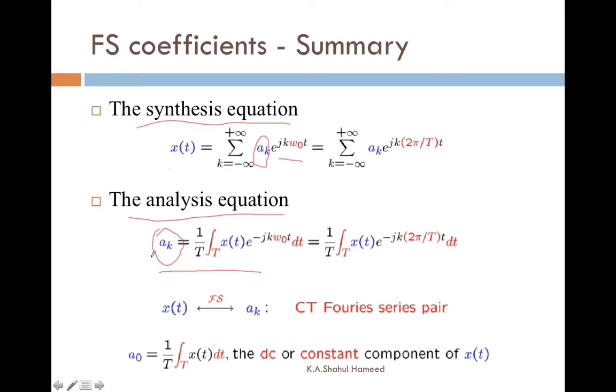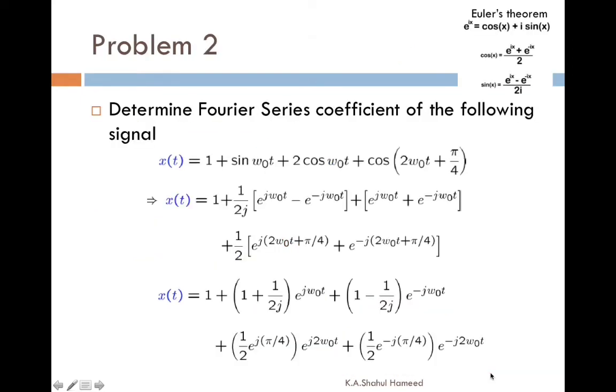But we have a special case called k equal to 0. That is actually the DC component. When you substitute k equal to 0 in this equation, you get e^0 equal to 1. Hence this particular equation reduces to a_0 is equal to 1/T times the integration over T of x(t) dt, and this is actually the DC or constant component of x(t). Based on this, we are going to solve a few problems.